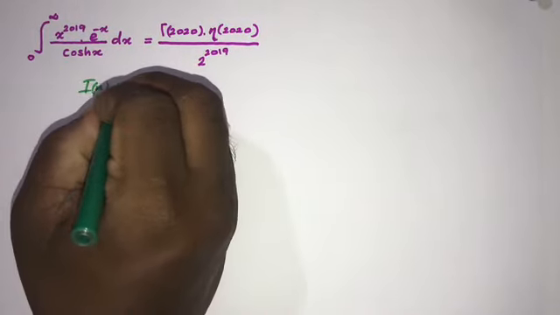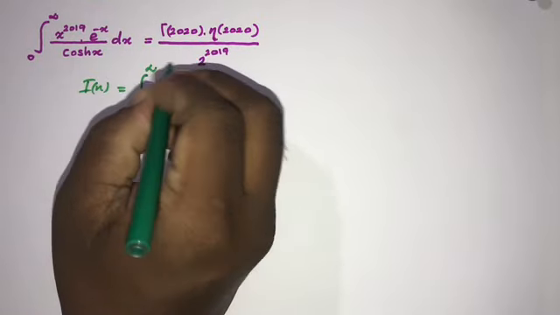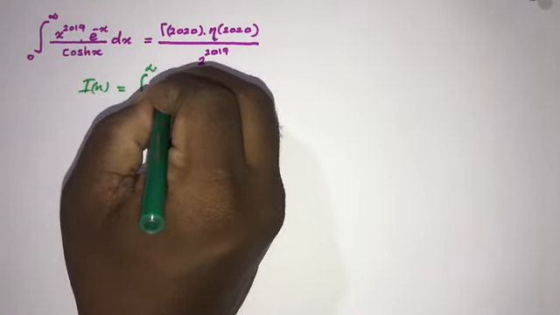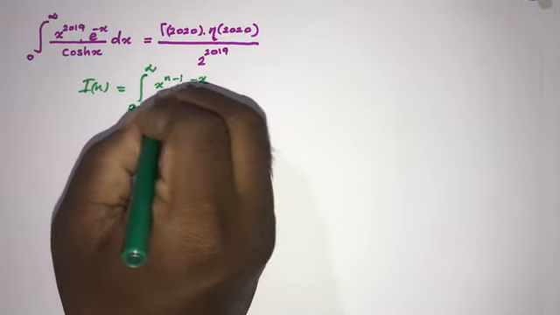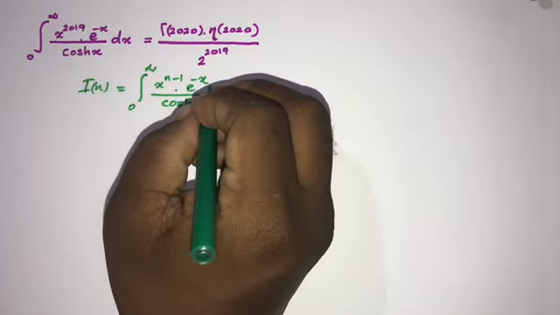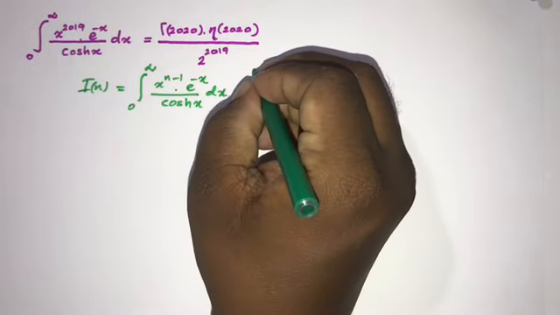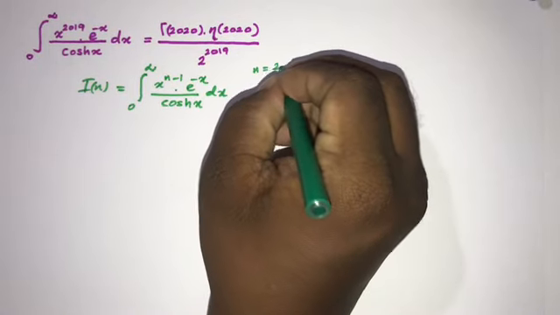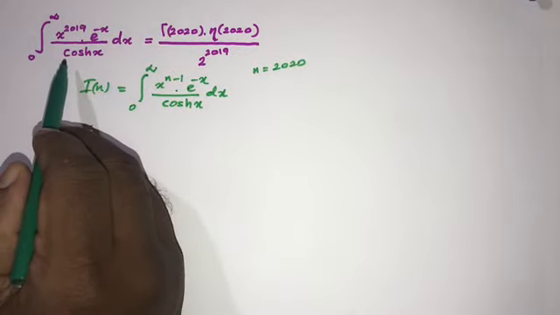Okay, first I'm going to define an integral I_n equal to the integral from 0 to infinity of x to the n minus 1 times e to the minus x over hyperbolic cosine of x dx. Now we know if we take n equal to 2020, we will have our integral.